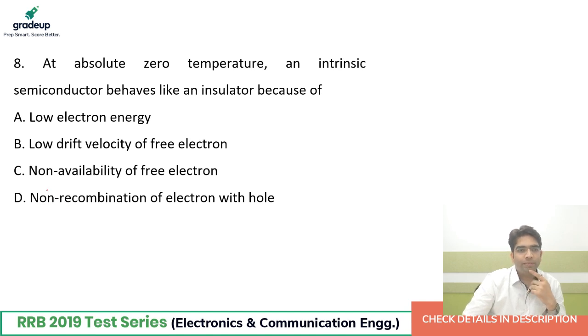Low electron energy, low drift velocity, non-availability of free electrons and non-recombination. It will be non-availability of free electrons. There should be charge carriers to support conductivity. If the charge carriers are zero, it means conductivity will be zero.